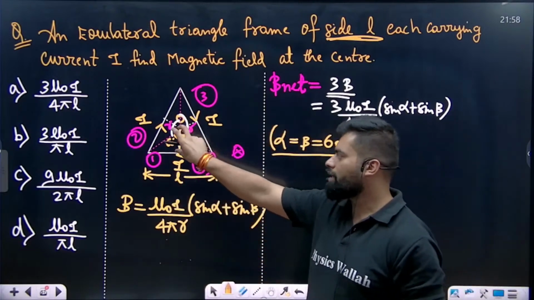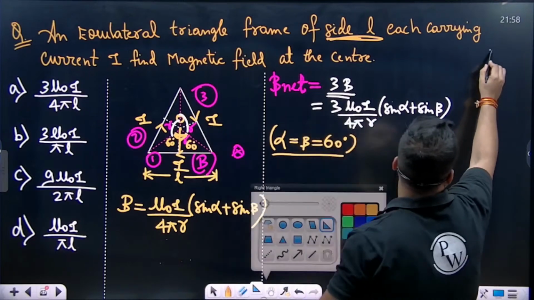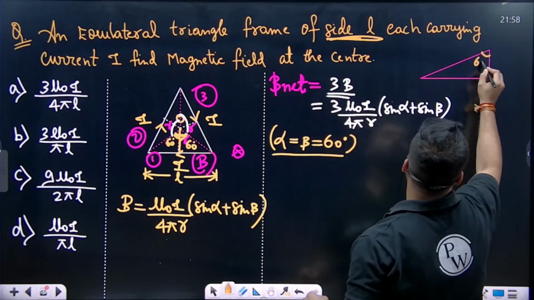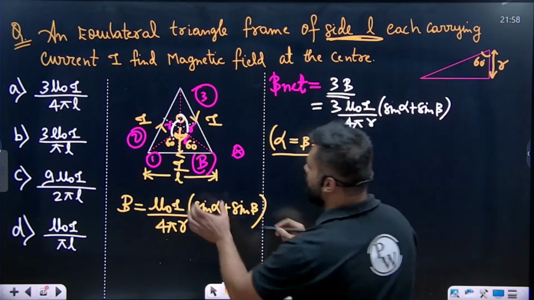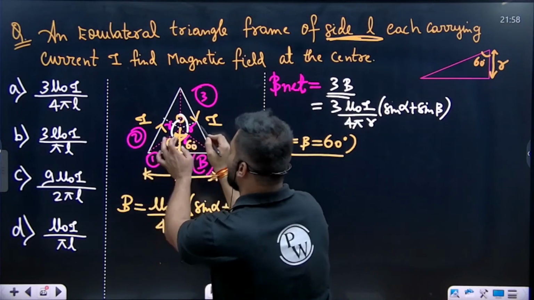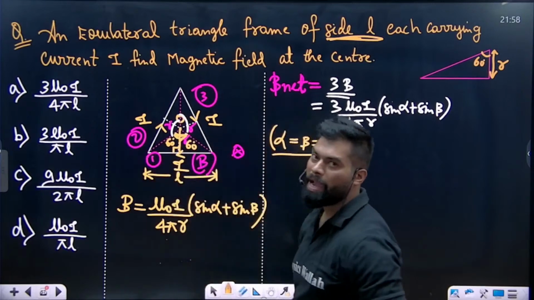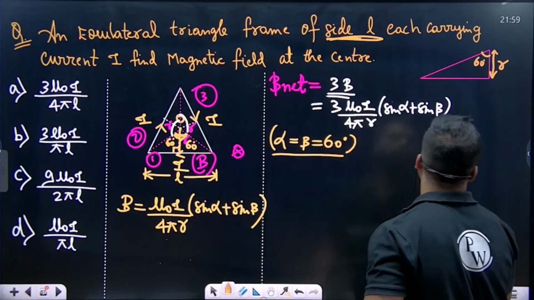So how to find this perpendicular distance? For that, let us take some small triangle here. You are able to see that this angle is 60 degrees. This is R, which we have to find, and it is a perpendicular distance. So we can say that it is a perpendicular bisector. We know that this total length is L, so half of it is L by 2.